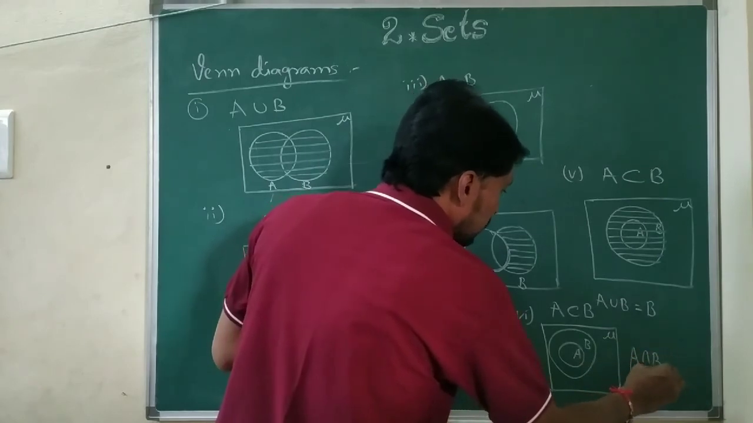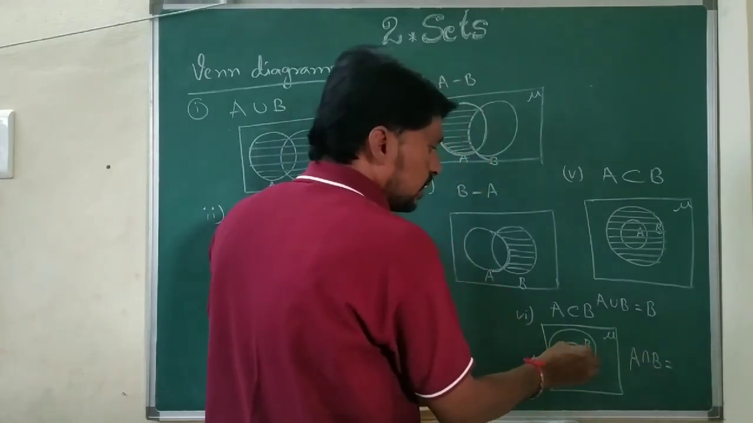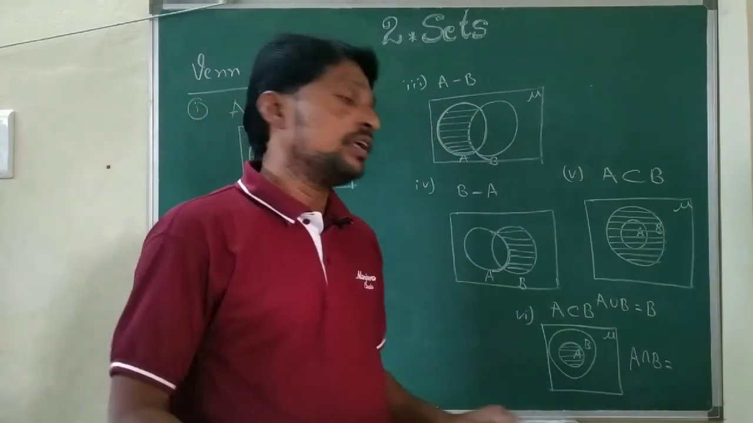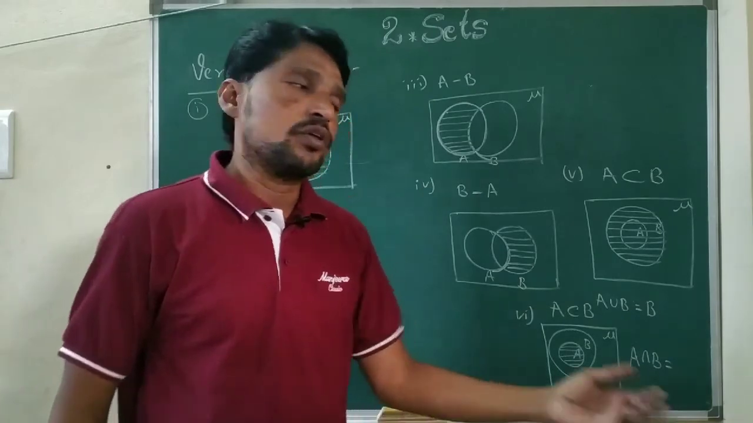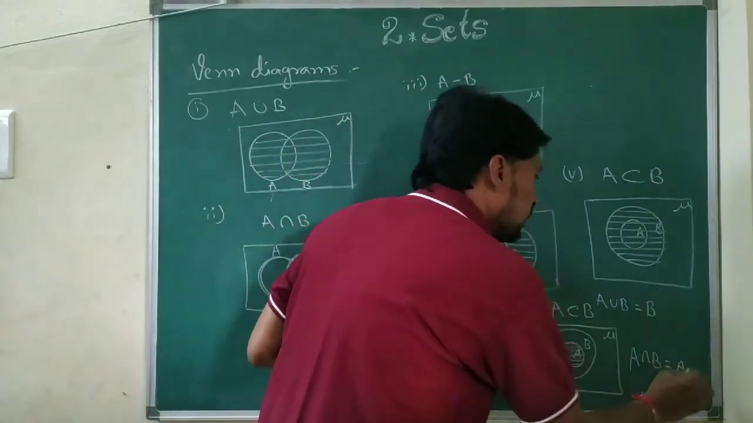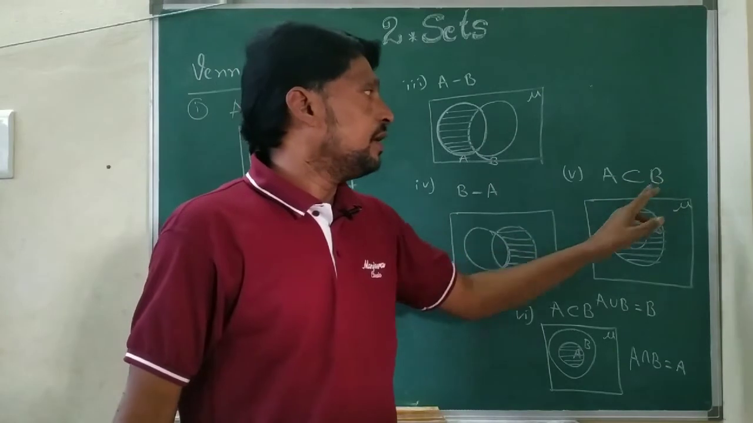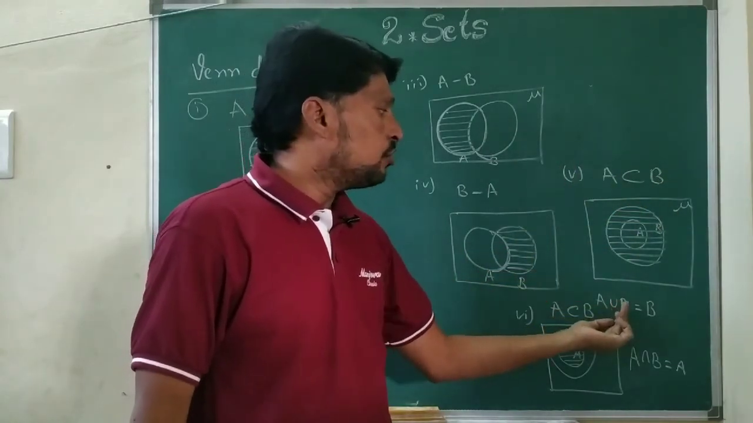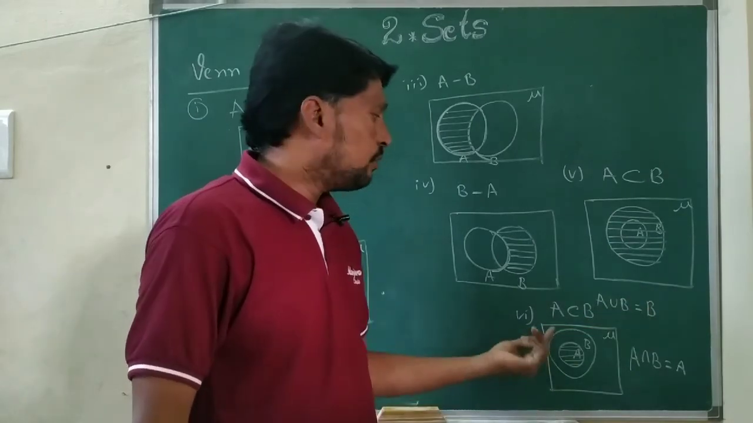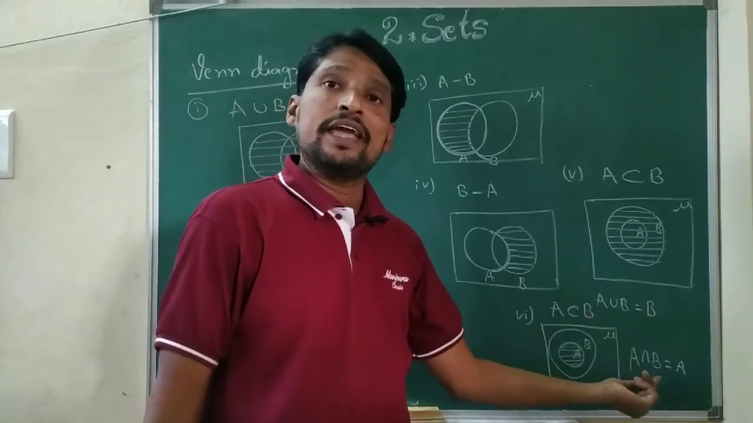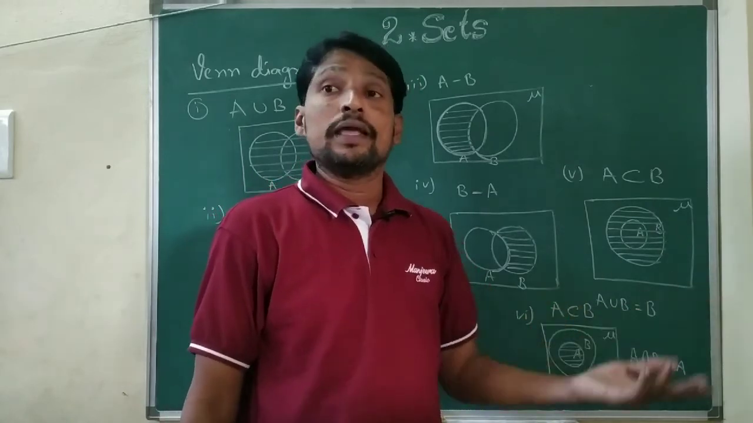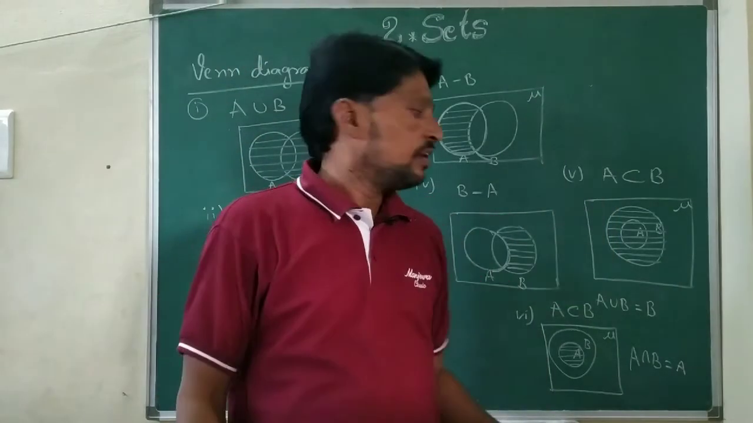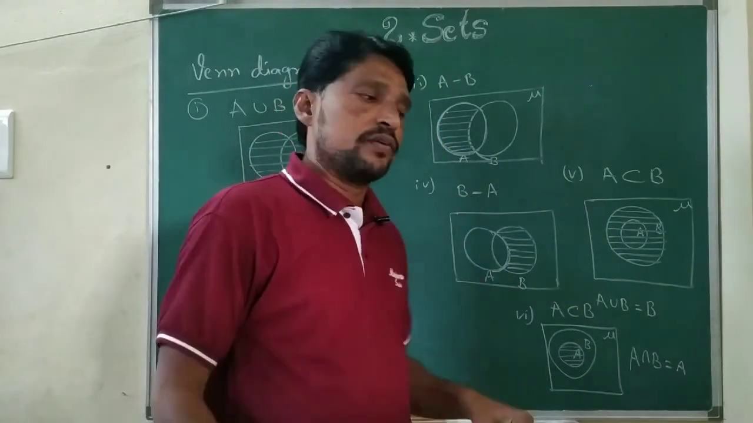A intersection B means we are getting the intersection point, the common region, both in common. If A is a subset of B, then A union B equals B, and A intersection B equals A. Union means we are getting the bigger set, and intersection means we are getting the smaller set.